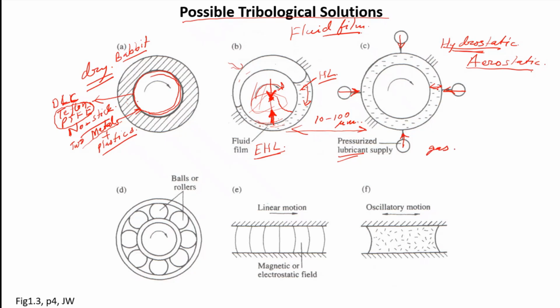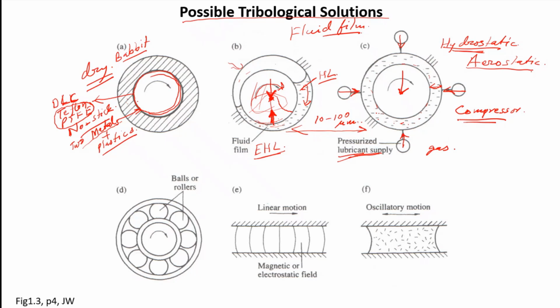Because of this pressurization, this pressure will actually support the load. This shaft is carrying some load, and this load will be supported by this pressure inside, which is hydrostatic pressure, and it has been created by externally pumping the gas or pumping the liquid. So you need a compressor outside, so that you can create that kind of pressure inside.